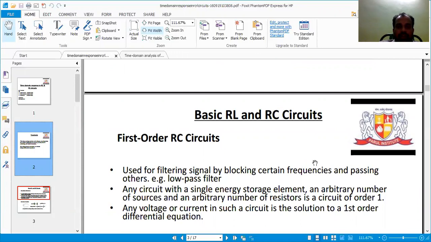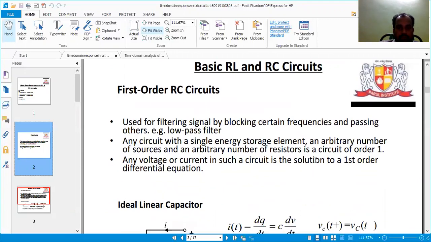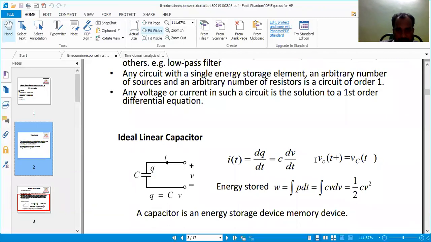Okay, if any circuit has a single energy storage element, an arbitrary number of sources and an arbitrary number of resistors, the circuit is order 1. Any voltage or current in such a circuit has a solution that is a first order differential equation. For example, an ideal linear capacitor.